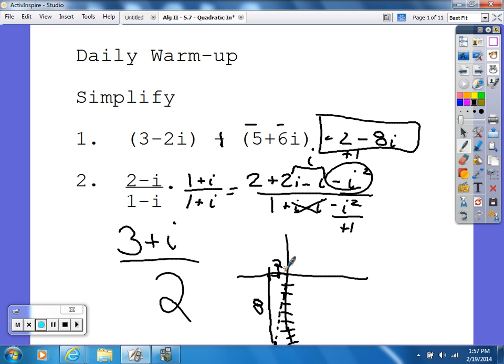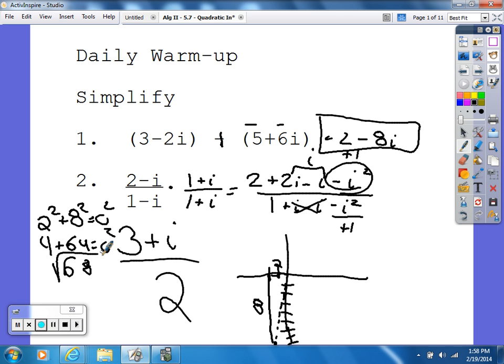So that is the Pythagorean theorem, right? 2 squared plus 8 squared equals c squared. 4 plus 64 equals c squared. 68. So you take the square root, so the square root of 68.